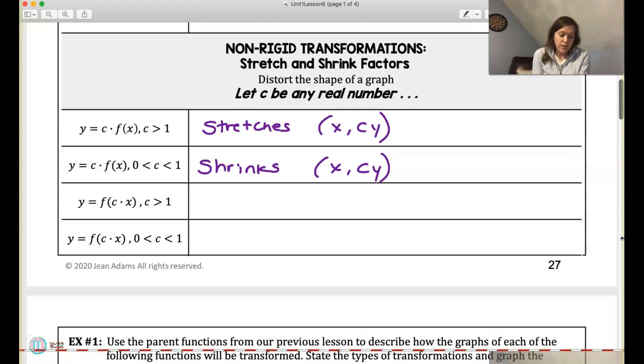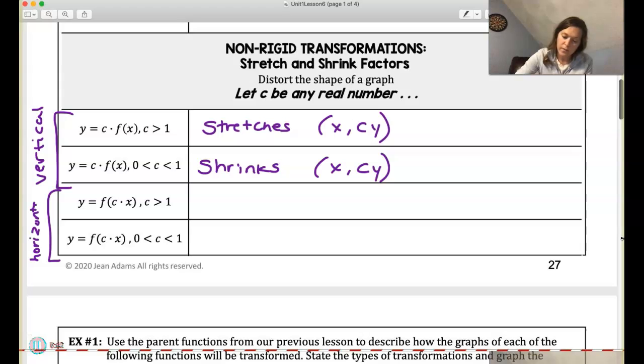Okay, and then the next 2 are your horizontal. So these two were our vertical. Let's see, can I write up? Yep, just spin my iPad. So these are our vertical stretches and shrinks. And then these bottom 2 are our horizontal stretches and shrinks.